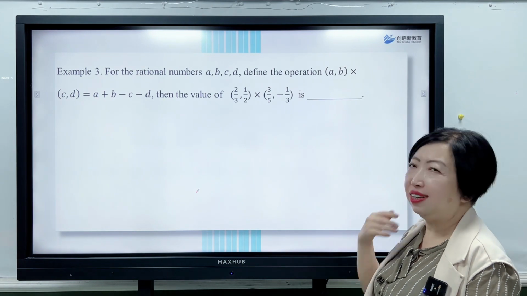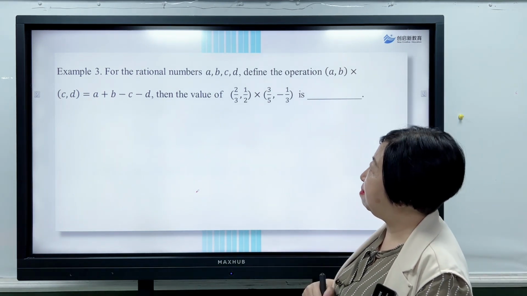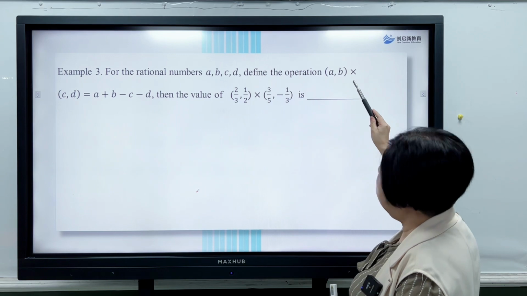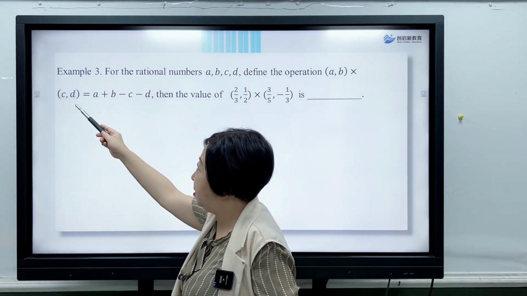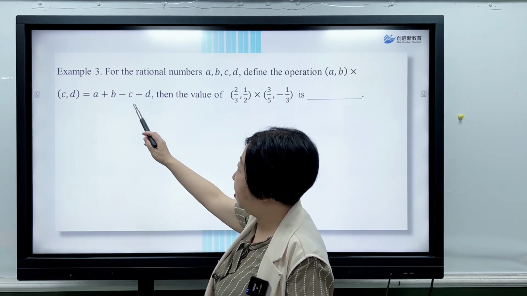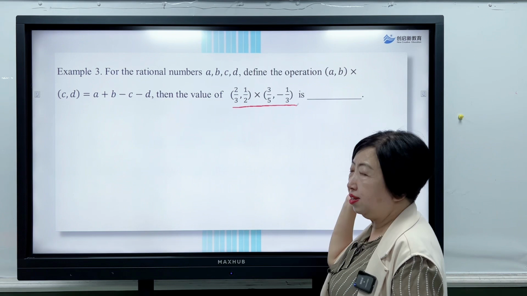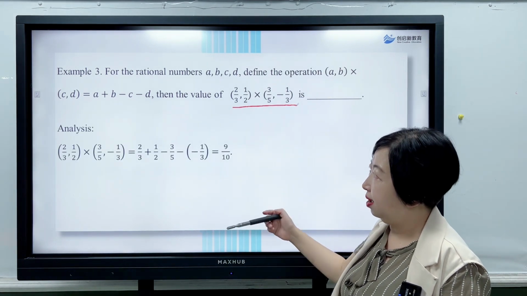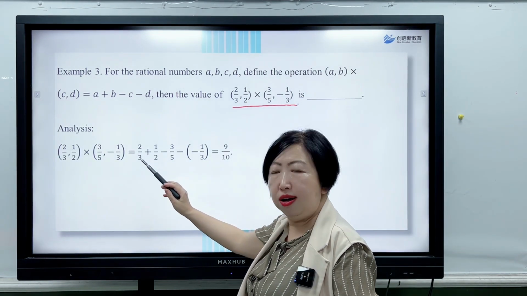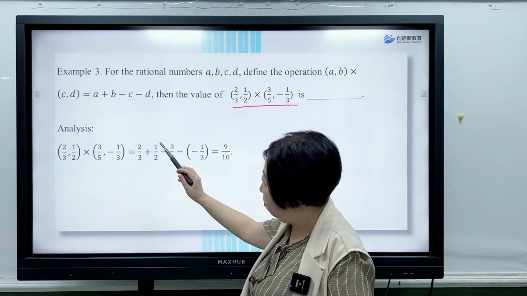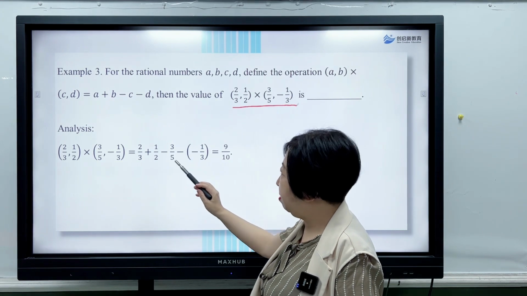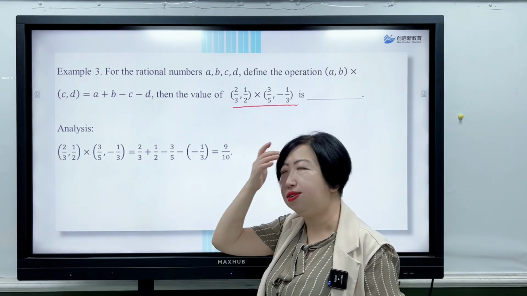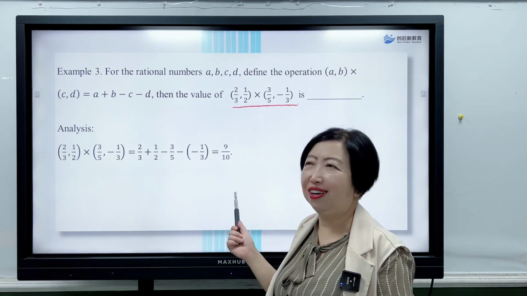The next example, let's go on. For the rational numbers a, b, c, d, define the operation (a, b) ⊗ (c, d) equals a + b - c - d. Then what is the value of here? So we know the rule of this question's operation. So 2/3 + 1/2 - 3/5 - (-1/3), of course, is 0.9. It's the value.